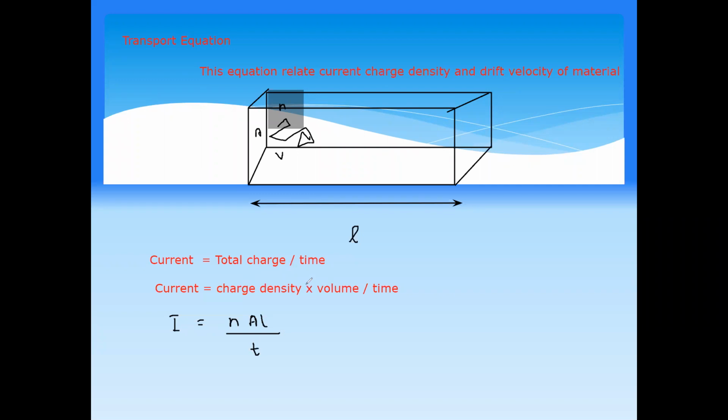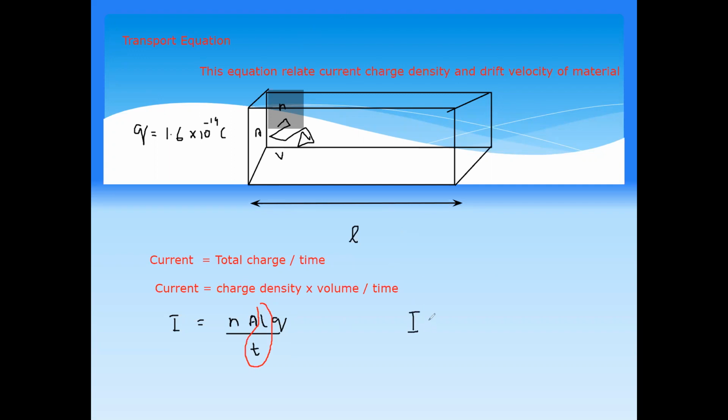Now, this is the total number of charges, but we know the charges here are electrons. What is the charge of one electron? The charge of one electron is 1.6 × 10^-19 coulomb. That is the charge which one electron carries, so we multiply the whole by Q to get the total charge, because N × A × L, charge density times volume, gives the number of charges. Then length divided by time, distance divided by time. So what will we get?